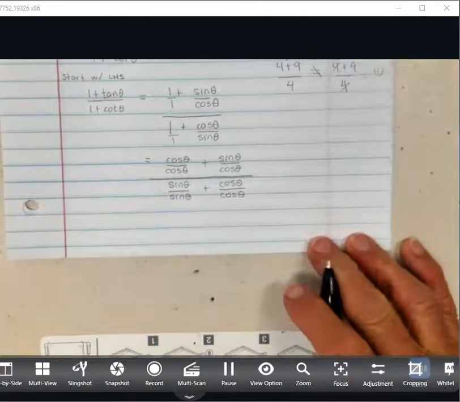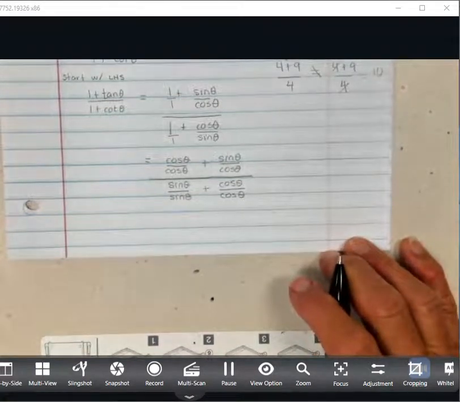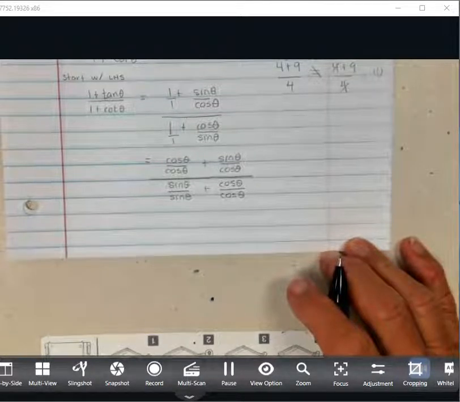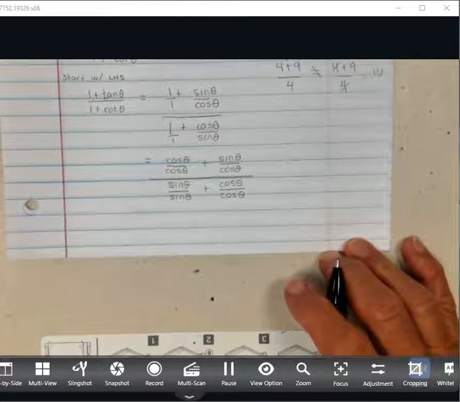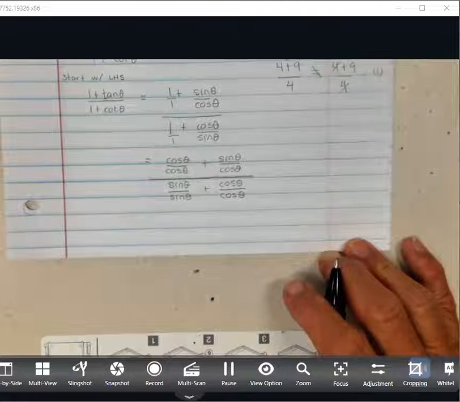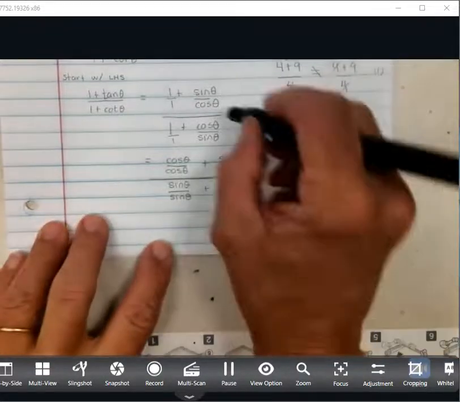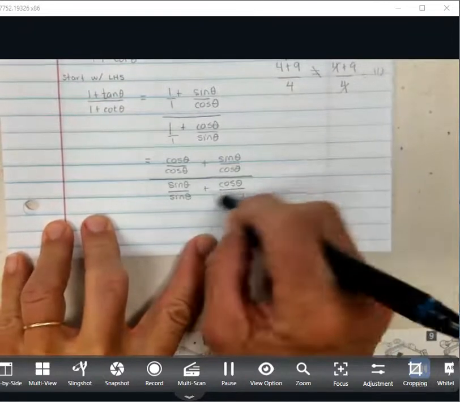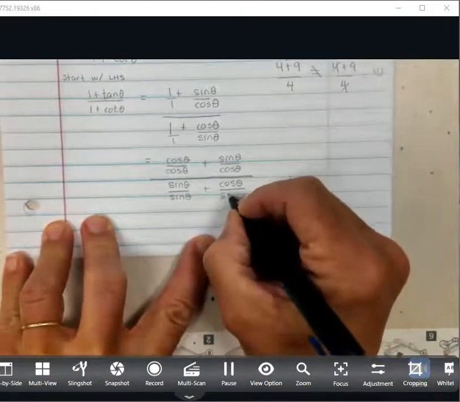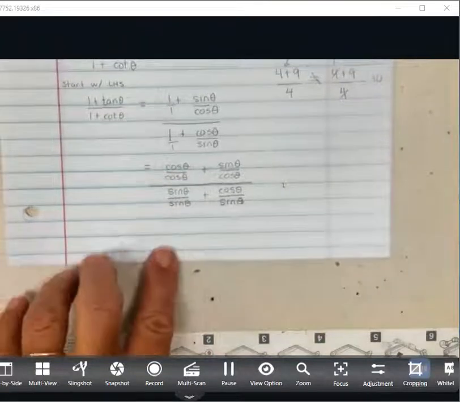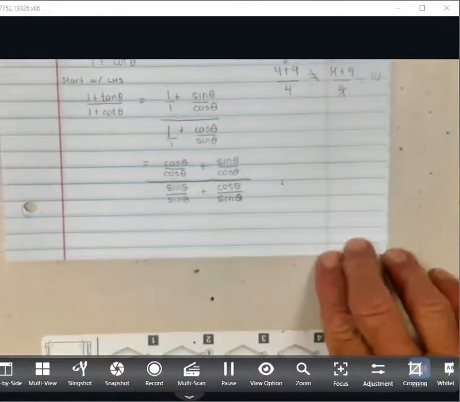Now that I have the common denominator, I'm going to go ahead and write that on the top as a single fraction. Cosine of theta plus sine, all divided by cosine of theta. And I'm going to write the bottom as sine of theta plus cosine. Oops, I wanted a cosine there, didn't I? That was kind of stupid. This was a sine. Here we go. That helps. There we go. Now I have a common denominator.